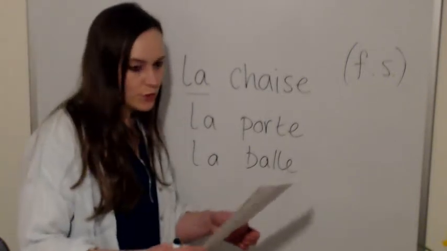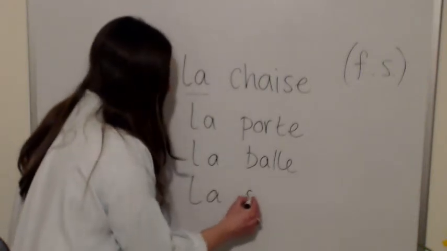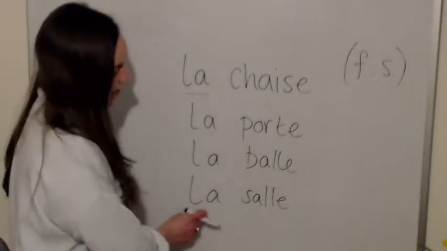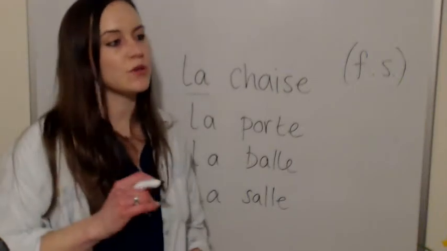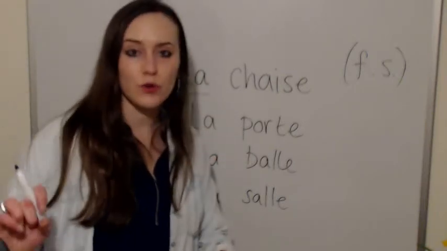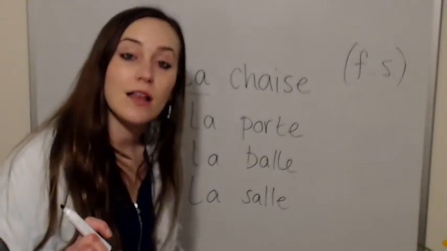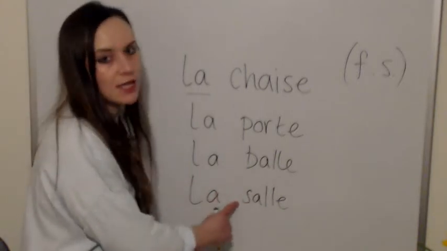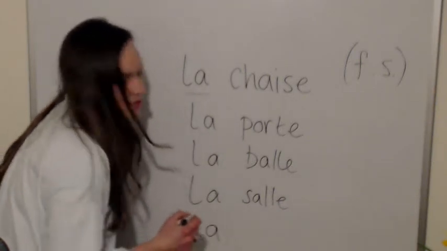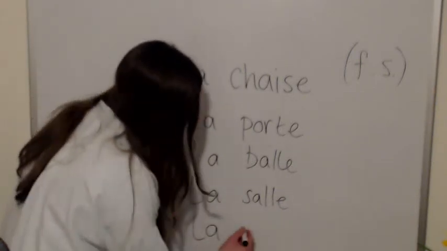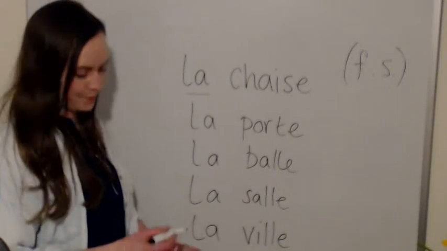And I have two other examples. La salle. This is like a word for a general room. We're in a room here at the moment. It could be the dining room or the bathroom or any other room really, but a room in general. La salle. Now we have another one with double L-E at the end. So la, because it's a feminine singular noun: la ville.